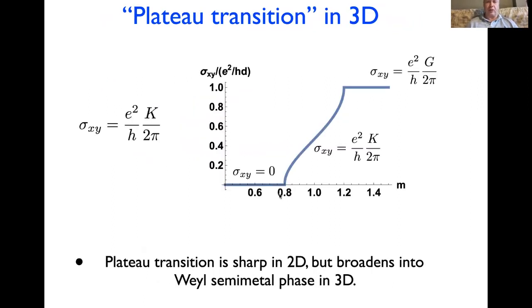And so this sharp plateau transition in 2 dimensions is replaced in 3 dimensions by this intermediate Weyl semimetal phase, where the Hall conductivity changes smoothly between sigma xy equals 0 and sigma xy equal to e squared over h times the reciprocal lattice vector divided by 2 pi. So it generically broadens into a Weyl semimetal phase, again simply for dimensional reasons, simply because the Hall conductivity is proportional to a wave vector.